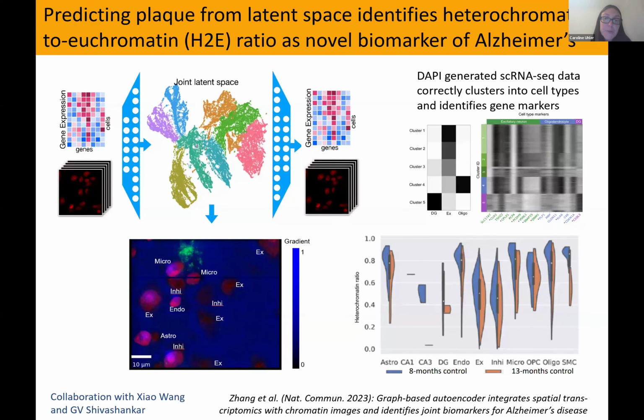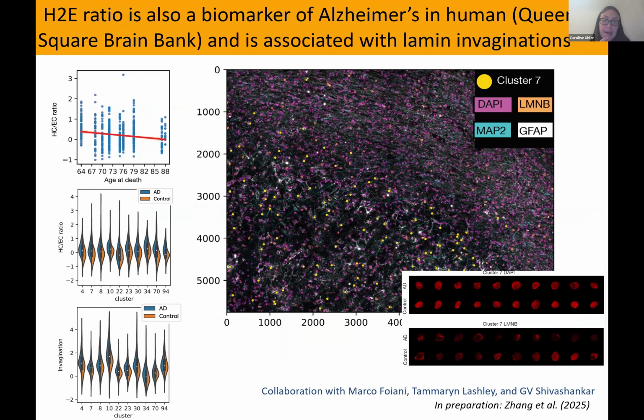Now, this was all in the mouse. We're very excited. This is work that is currently, I should say, in review, that in fact exactly the same trends hold through also in human brains. So here we worked together with Queen Square Brain Bank. And it's very, very interesting that we see exactly the same trends here as well.